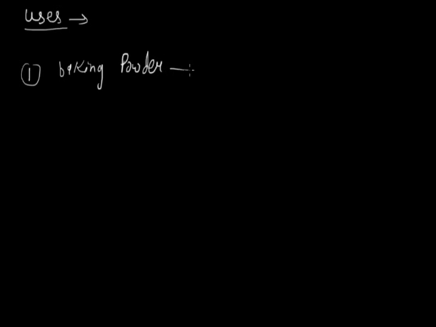Now we will discuss the usage of sodium bicarbonate. First, sodium bicarbonate is used in the manufacturing of baking powder. Baking powder is basically sodium potassium tartrate, that is called Rochelle salt.